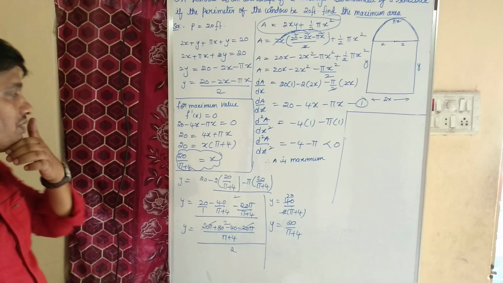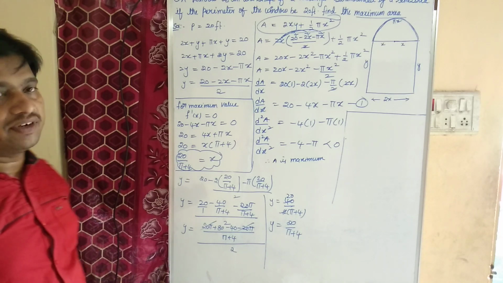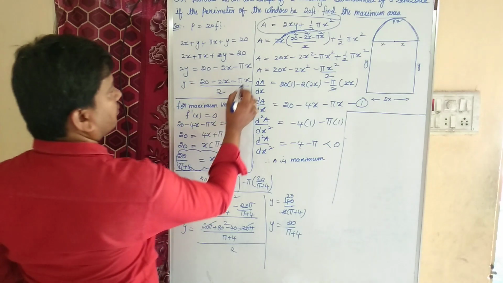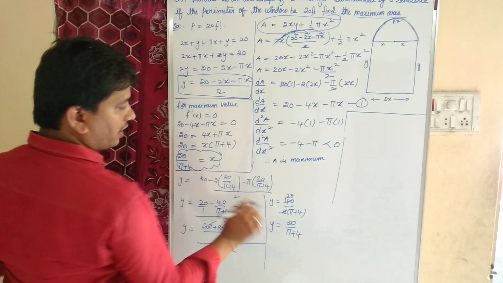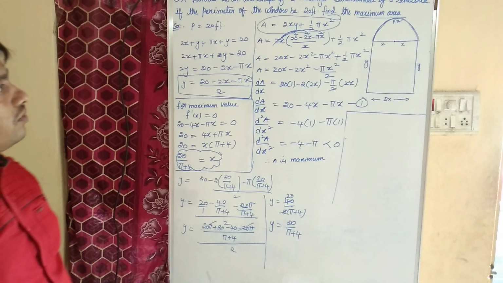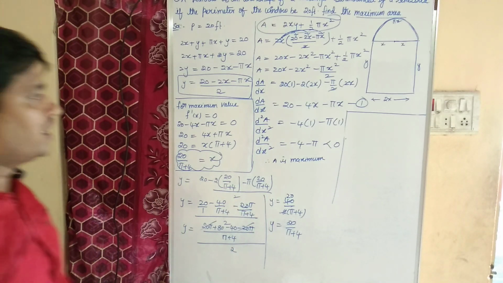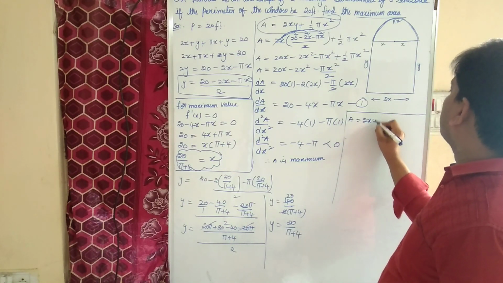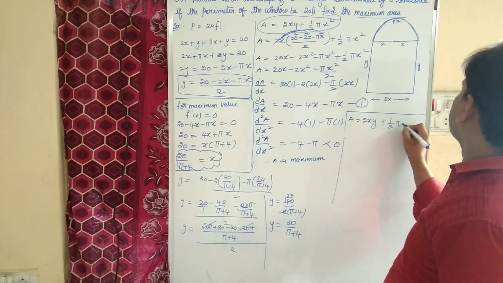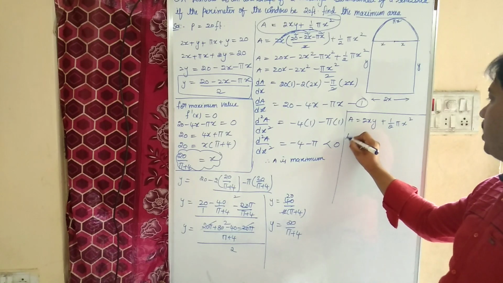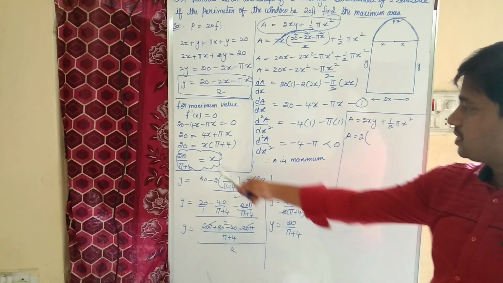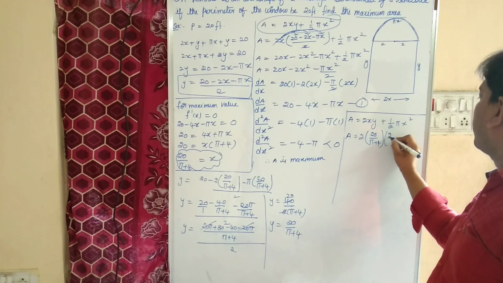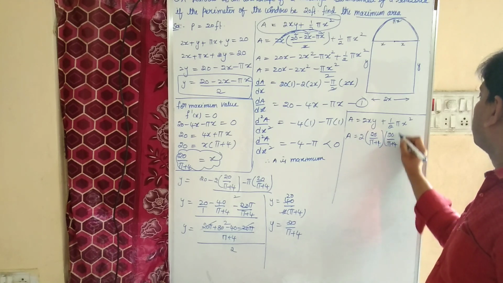Okay. For the maximum value, we equated the first order derivative equal to 0. We got the x value. Then we substituted the x value in this equation, and we got the y value also. Okay. Now find the maximum area they said. So area equals 2xy plus 1 by 2 pi x square, right? So A equals 2 into, we got the value of x is 20 by pi plus 4, and the value of y also 20 by pi plus 4.